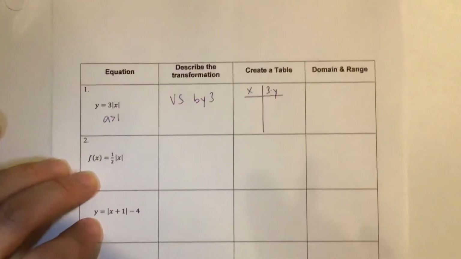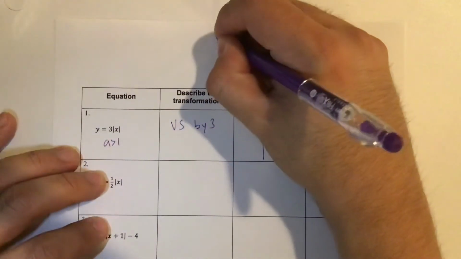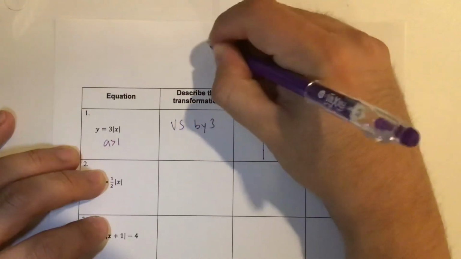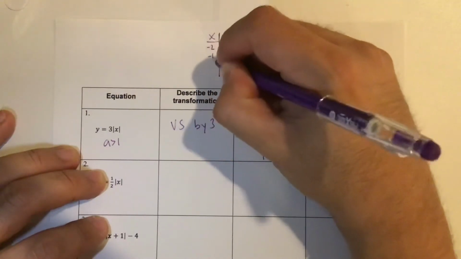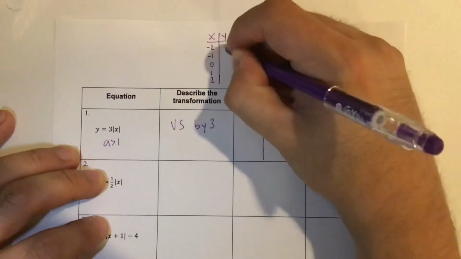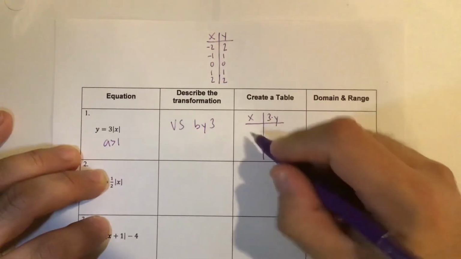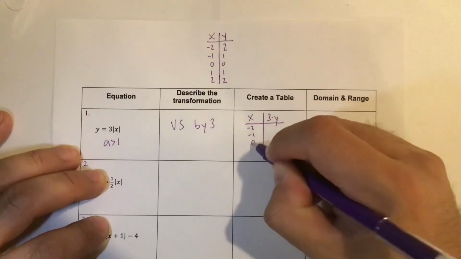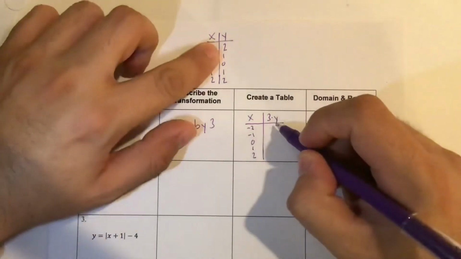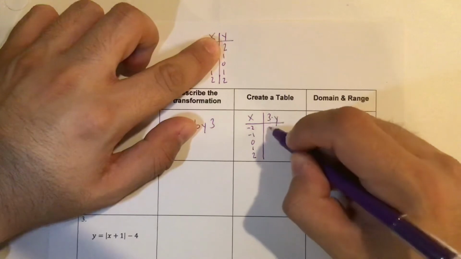I'm going to go ahead and write the parent function table up here. So this is the original table, so negative 2, negative 1, 0, 1, 2, and 2, 1, 0, 1, 2. So the x values we can see are not changing, so negative 2, negative 1, 0, 1, and 2. Whereas these we multiply by 3. So 3 times 2 is 6.